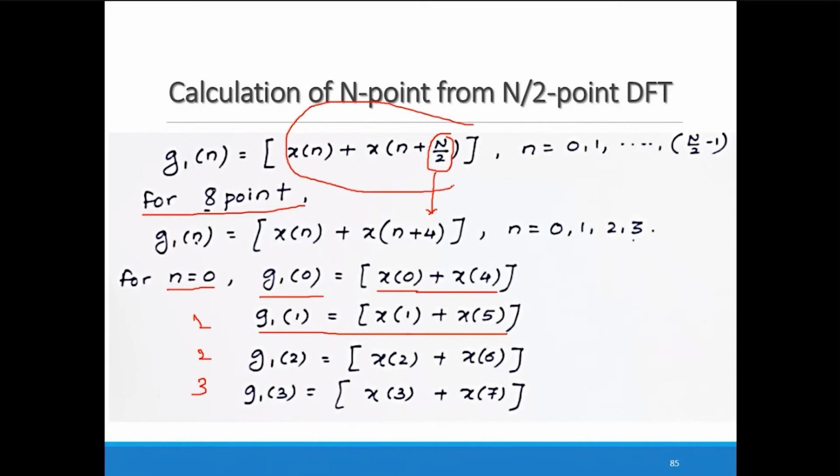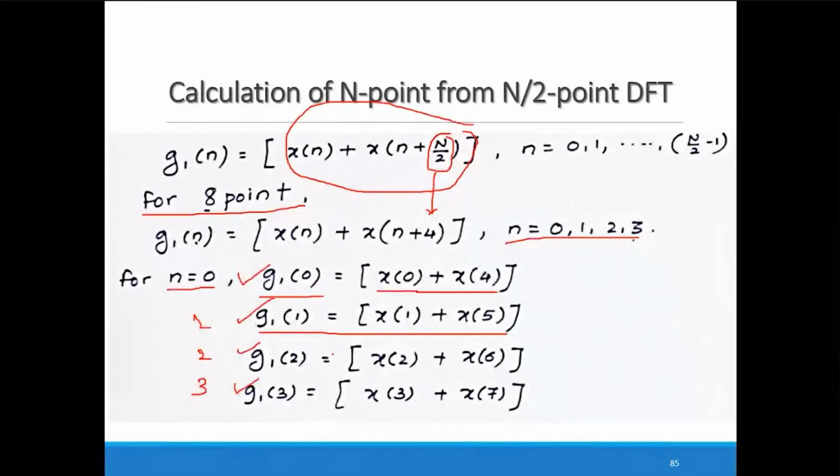So the first equation is G1n, x of n plus x of n plus N by 2, as we are taking this for an N-point DFT. N is equal to 8 over here, so we can write x of n plus x of n plus N by 2, where N by 2 is equal to 4. So we can write the 4 terms over here for n is equal to 0, 1, 2, 3. We are getting G1 0, G1 1, G1 2, and G1 3. So these are x0 plus x4, x1 plus x5, x2 plus x6, and x3 plus x7. This one is G1 0, G1 1, G1 2, and G1 3.